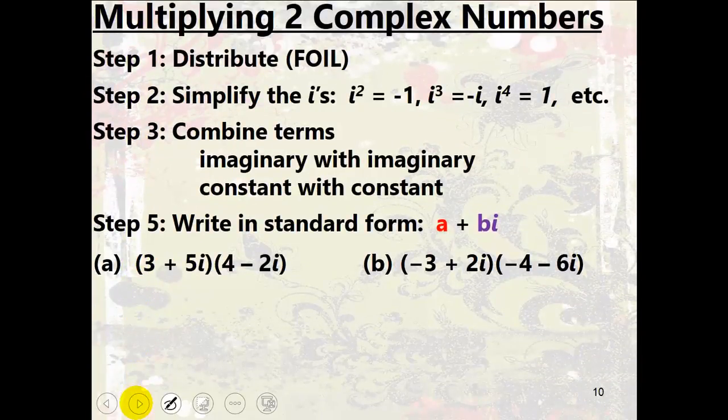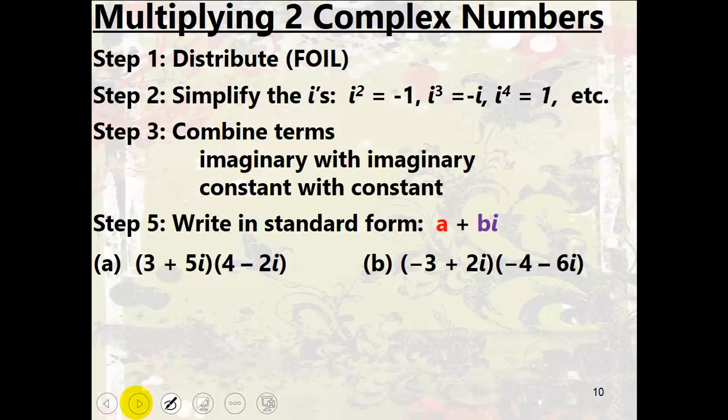All right, now we're going to multiply two complex numbers together, and we're going to use distribution. Now we have two binomials, so we're going to use FOIL. Again, remember how to simplify your i's, and then we're going to combine imaginary with imaginary, constant with constant. All right, so here we go.